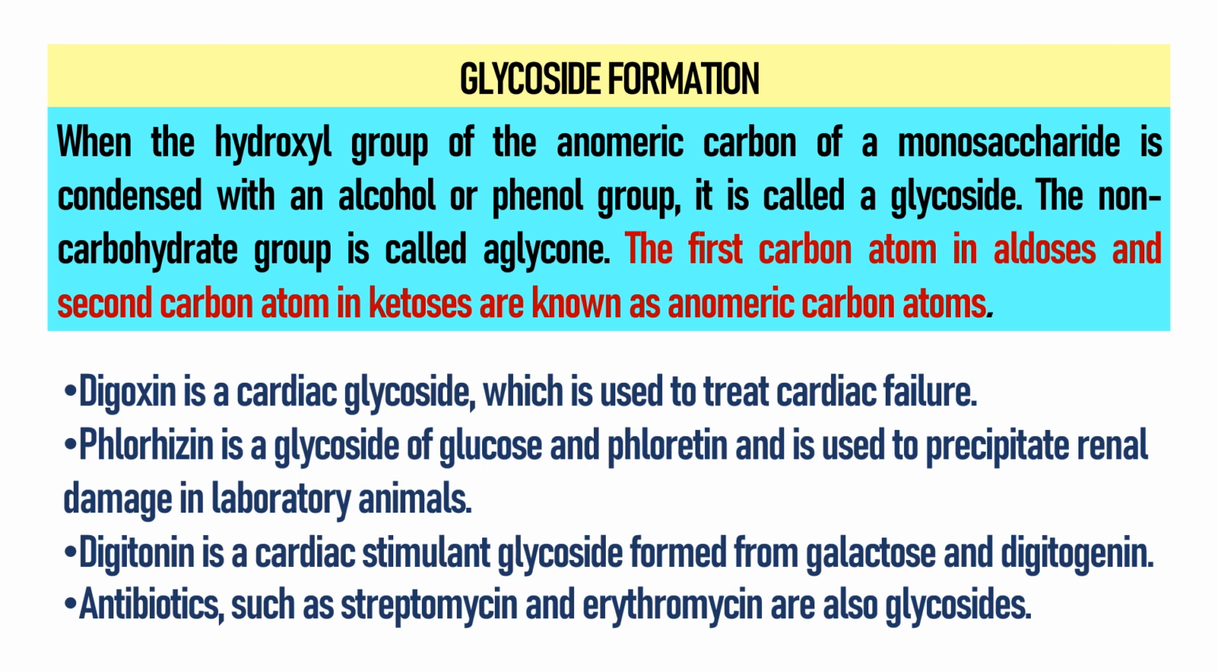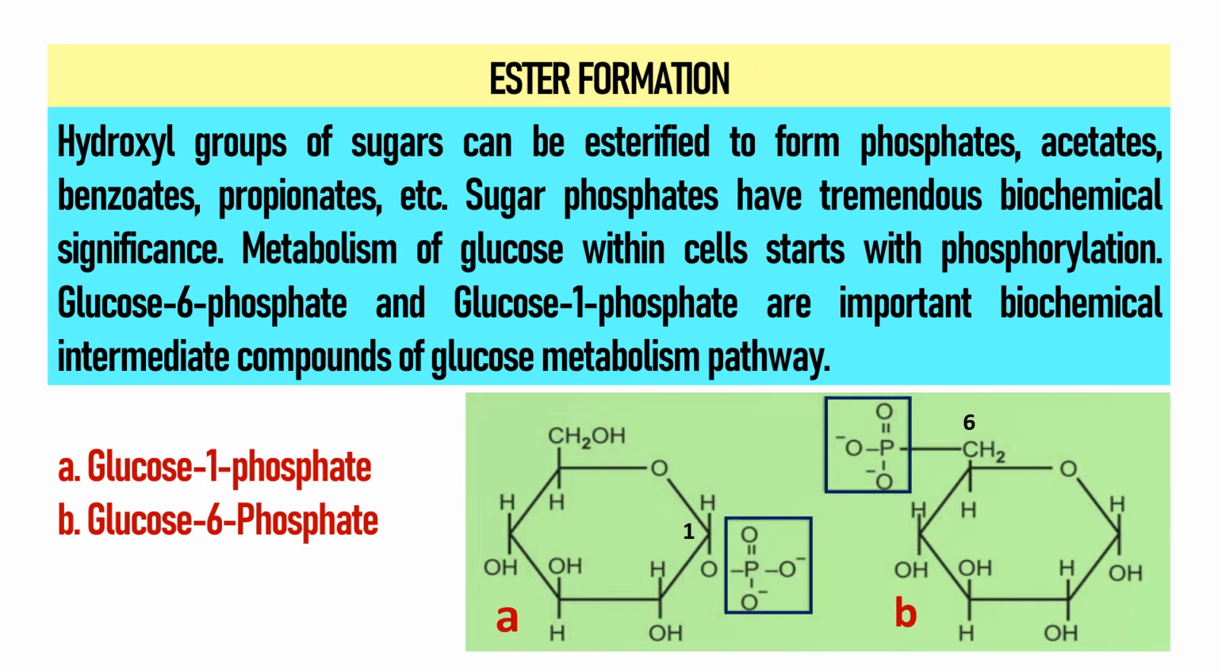Digoxin is a cardiac glycoside, which is used to treat cardiac failure. Phlorizin is a glycoside of glucose and phloretin and is used to precipitate renal damage in laboratory animals. Digitonin is a cardiac stimulant glycoside formed from galactose and digitogenin. Antibiotics, such as streptomycin and erythromycin, are also glycosides. Hydroxyl groups of sugars can be esterified to form phosphates, acetates, benzoates, propionates, etc.